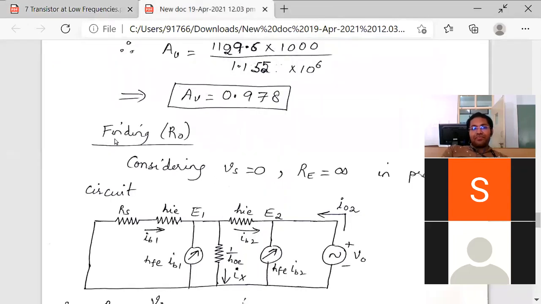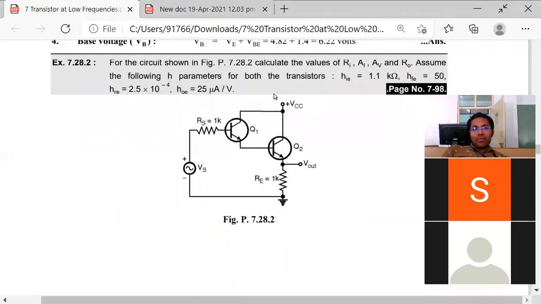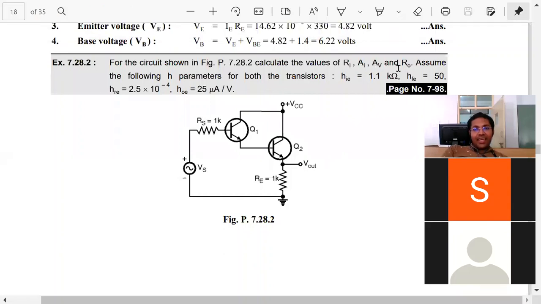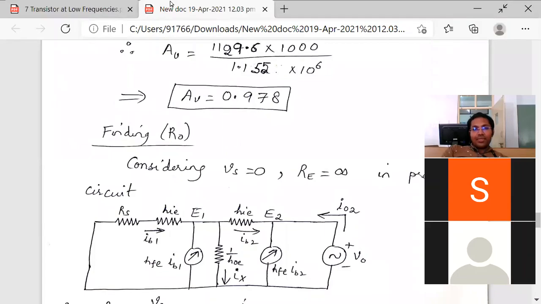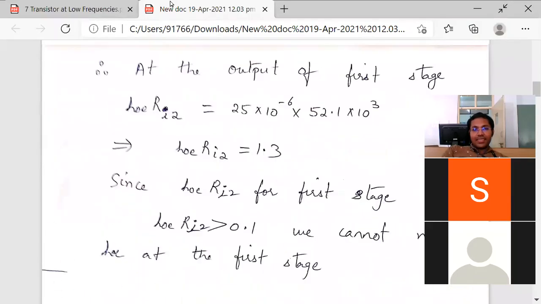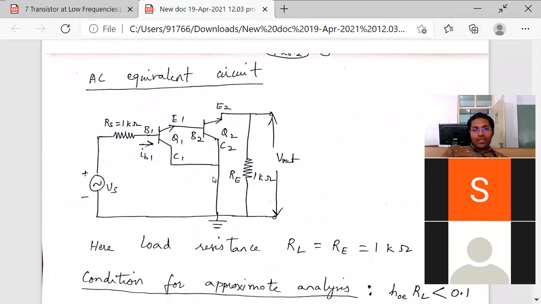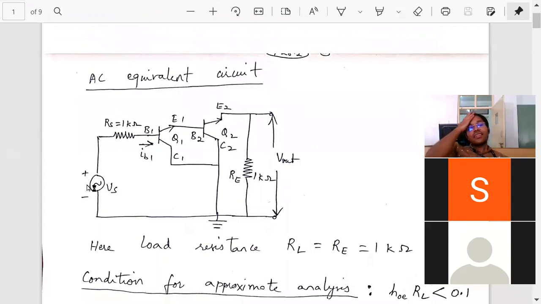Anyway, in the question, what all have we completed? We completed RI, then AI, AV. RI, AI, AV we completed. So next we have to go for R0. So what is the standard process for R0? Standard process for R0 is: go to the circuit, replace Vs by what? Replace Vs by what should I do for R0?